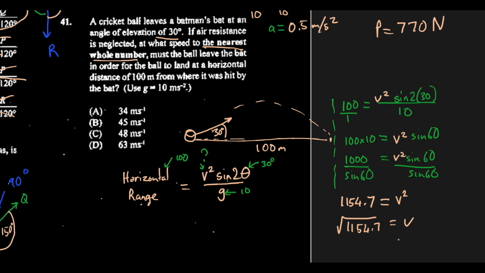So the square root of this is 33.98. Now the question said that we need to put the answer to the nearest whole number. So the nearest whole number for this would be 34 meters per second. So this is our answer right here.